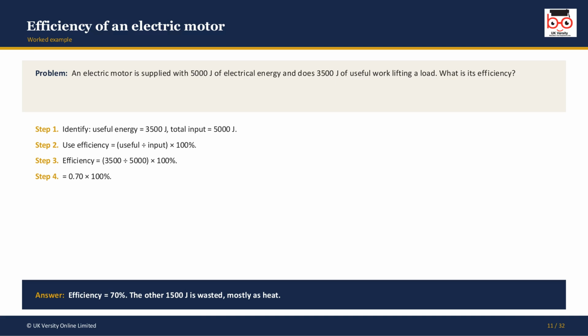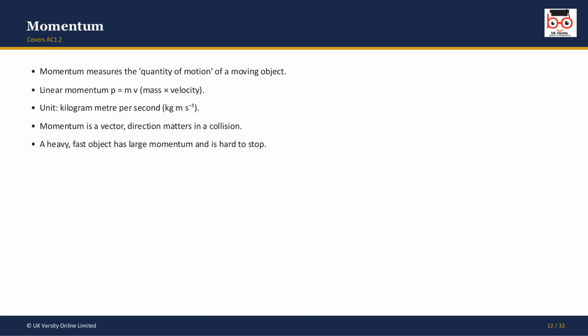That's 0.7 times 100, giving 70%. The other 1,500 joules is wasted, mostly as heat. Now we switch to momentum, which you can think of as the quantity of motion an object carries. Linear momentum is mass times velocity, and its unit is the kilogram meter per second. Crucially, momentum is a vector, so direction matters in a collision.